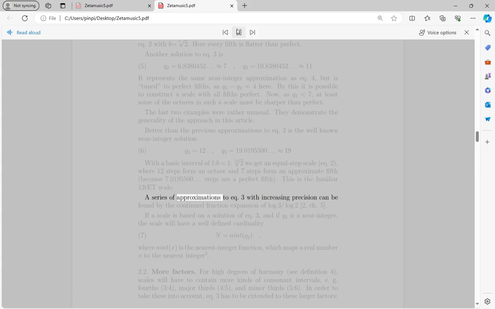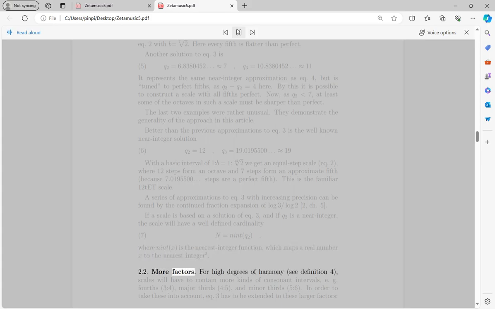A series of approximations to equation 3 with increasing precision can be found by the continued fraction expansion of log 3/log 2. If a scale is based on a solution of equation 3, and if q2 is a near integer, the scale will have a well-defined cardinality, equation 7, n equals nint q2, where nint x is the nearest integer function, which maps a real number x to the nearest integer.